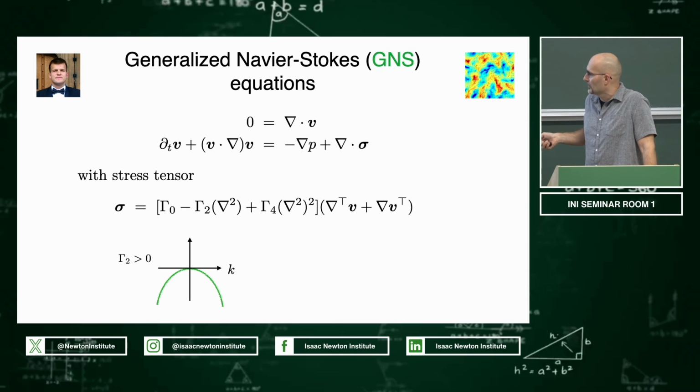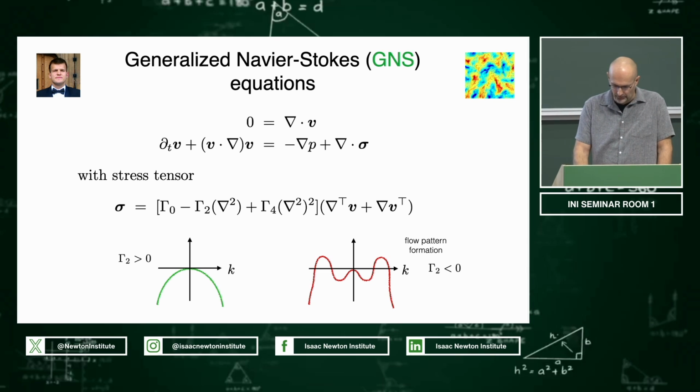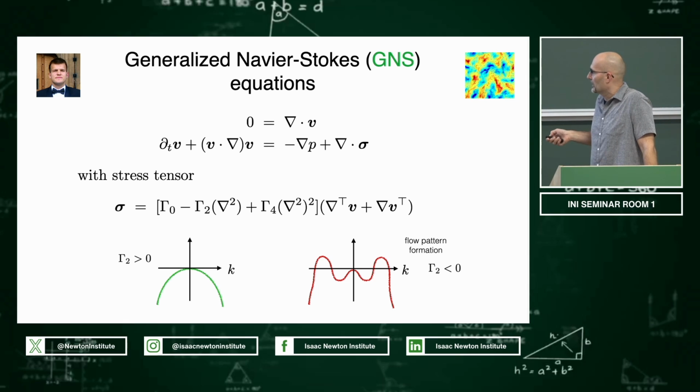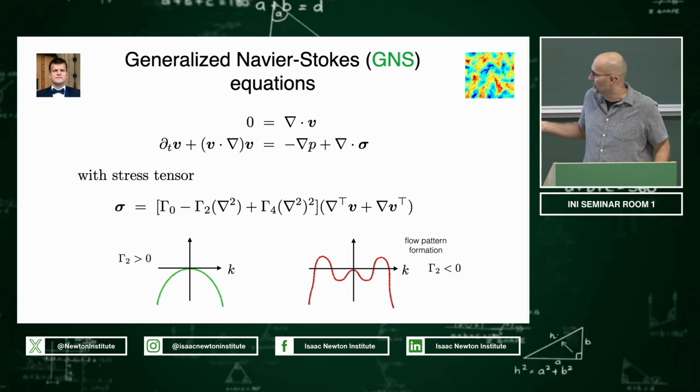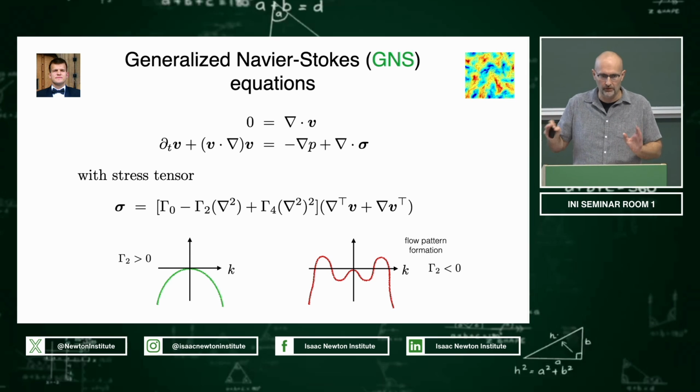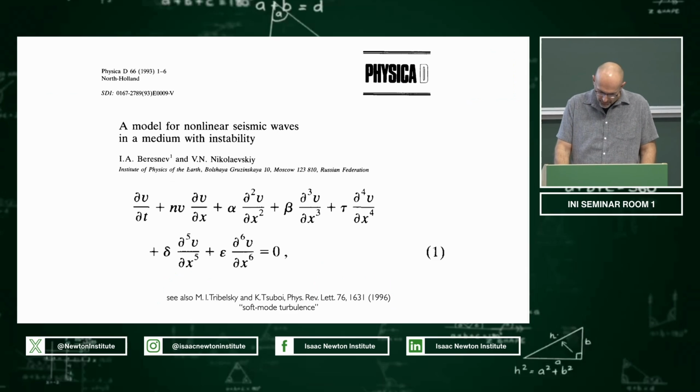Good. So the parameter we care about is gamma 2. If gamma 2 is positive, we get just pure damping, so nothing interesting happens. If we tune gamma 2 in the right range, we get a dispersion relation that looks like this, and this is our active band, where we drive. You can in principle use other types of dispersion relations in Fourier space. They pretty much give you similar qualitative behavior.